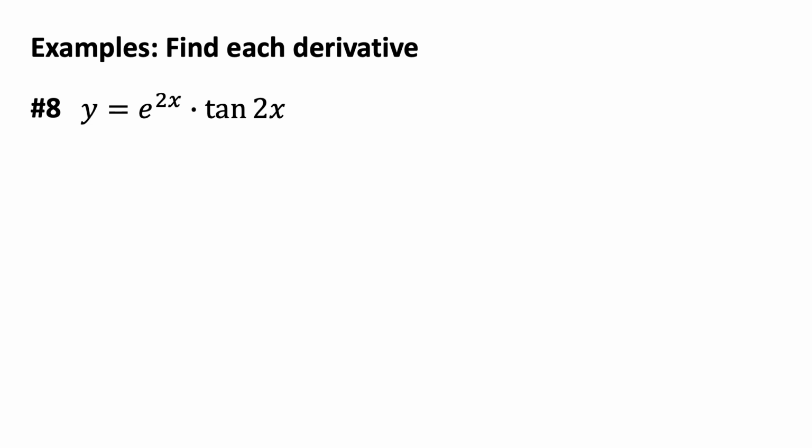Okay, for our final example of the day, number 8, we want to find the derivative of y equals e to the 2x times tangent of 2x. Now, the first thing we want to notice is that because we are multiplying two functions of x, we are ultimately going to need to use our product rule, which remember tells us f times g prime plus g times f prime.